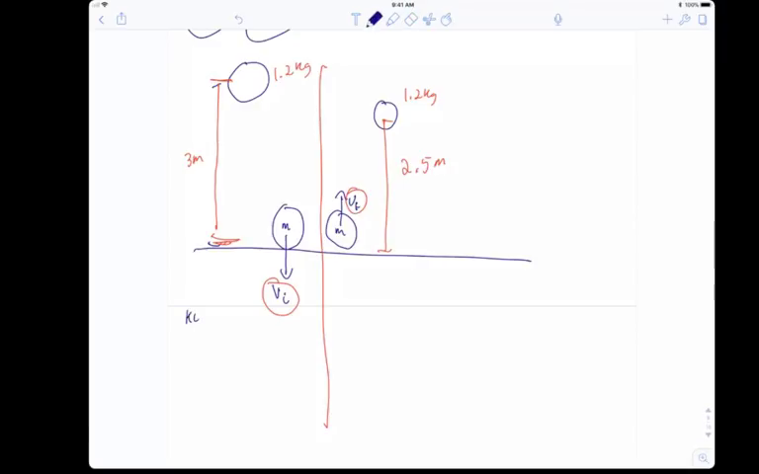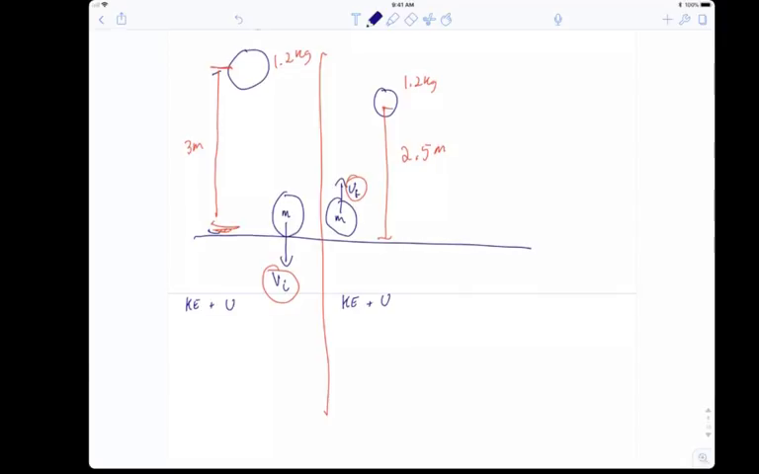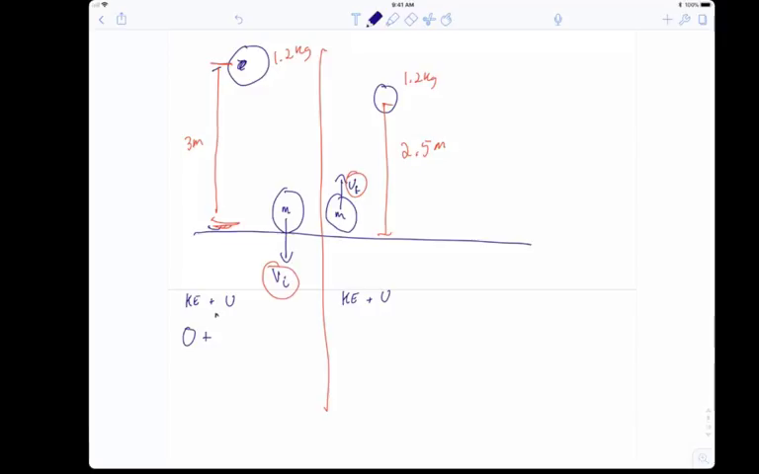Kinetic energy plus potential energy. So initially when the ball's this high, the kinetic energy is 0. They don't tell us this outrightly. It's implicit in the description. And the potential energy is mgh. So it's going to be 1.2 times 9.81 times 3.